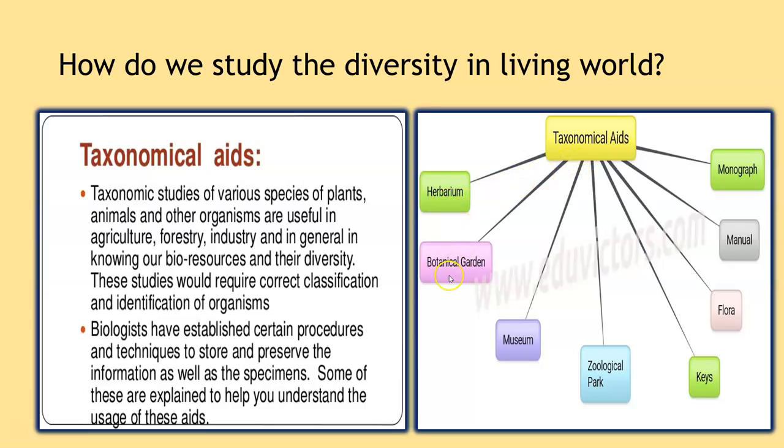We have the herbarium, botanical gardens, museums, zoological parks, keys, flora, manuals, monographs. Now, this data, which is important, is found out of extensive research, and a lot of scientific bases are required for collecting this information. So if we need to study this diversity, these aids become very important. So let us have a look at these aids individually.